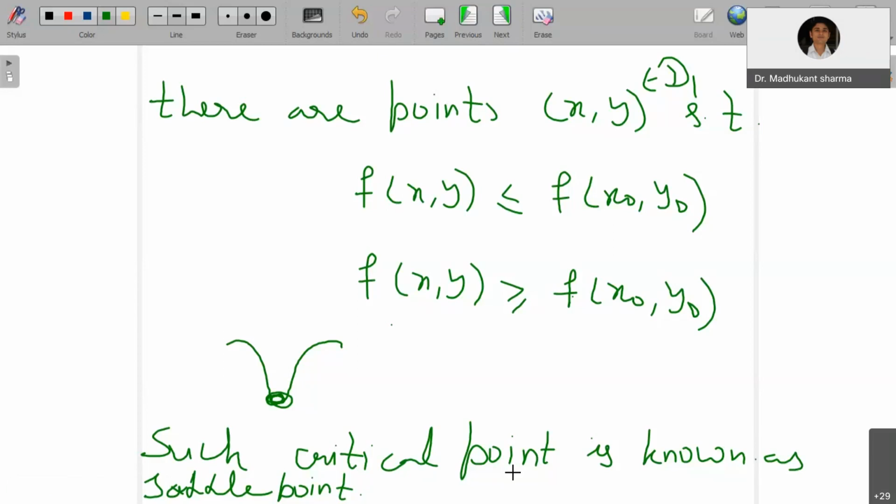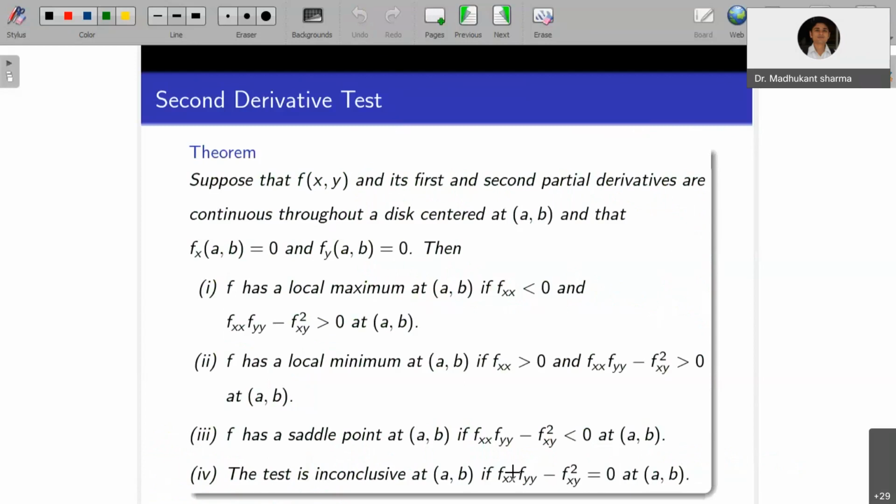Okay, right. So again, when you talk about the second derivative test, it means the function's first order and second order partial derivatives must exist and be continuous. So such conditions have to be checked. Okay, you have to check that first. So here is the second derivative test.